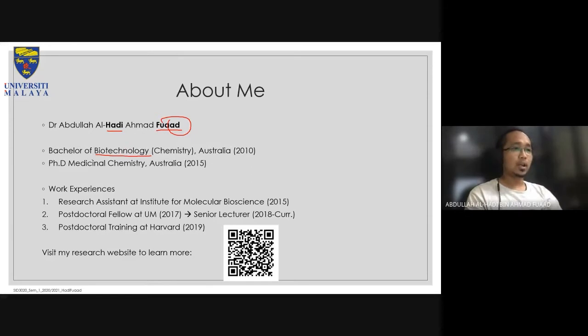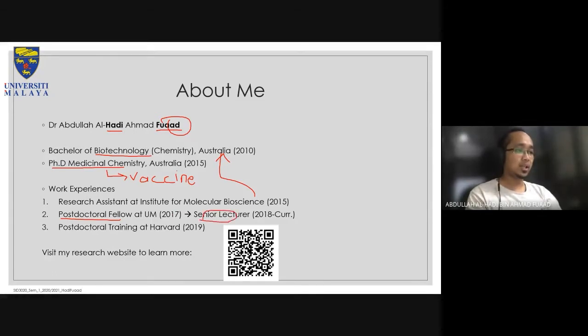Swanston. Once I completed my bachelor degree, I did my PhD in medicinal chemistry, also in Australia. My focus was actually in vaccine. Apologies for the handwriting, I'm using a mouse. My work experience is a little bit about my background. I did a research assistant position following my PhD at the Institute for Molecular Bioscience, again in Australia. Then I went back to Malaysia in 2017 and did my postdoctoral for a few months.